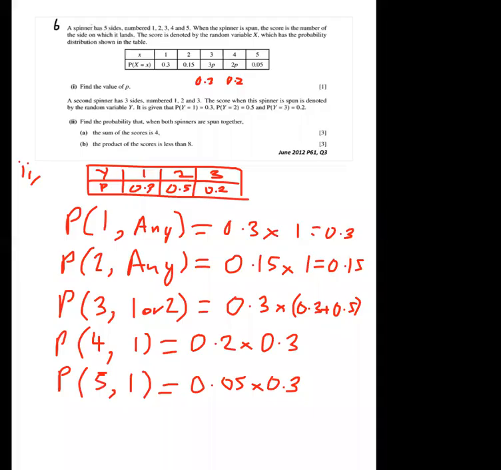Okay, for the third one, 0.3 times 0.8 is 0.24. For the fourth one, 0.2 times 0.3 is 0.06. And this is 0.05 times 0.3, that is 0.015. Now adding them all up, 0.3 plus 0.15 plus 0.24 plus 0.06 plus 0.015 gives 0.765 as the probability for the product to be less than 8.